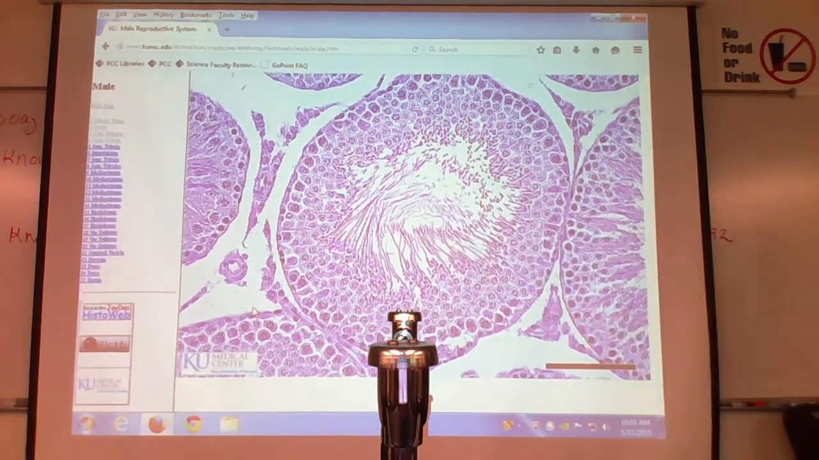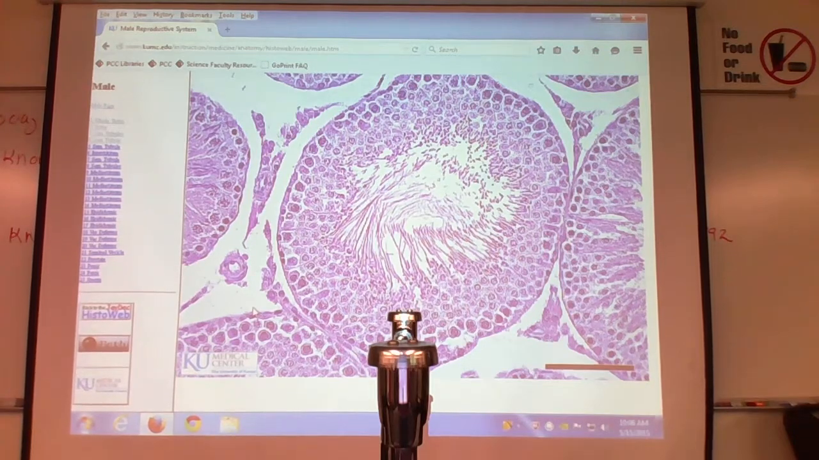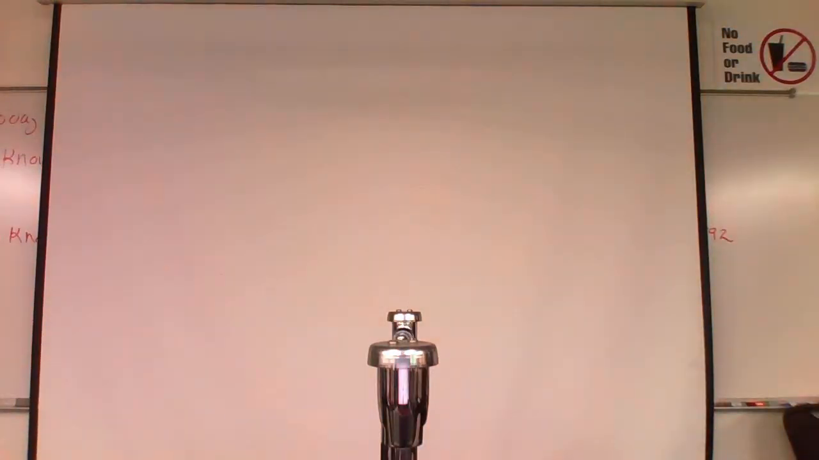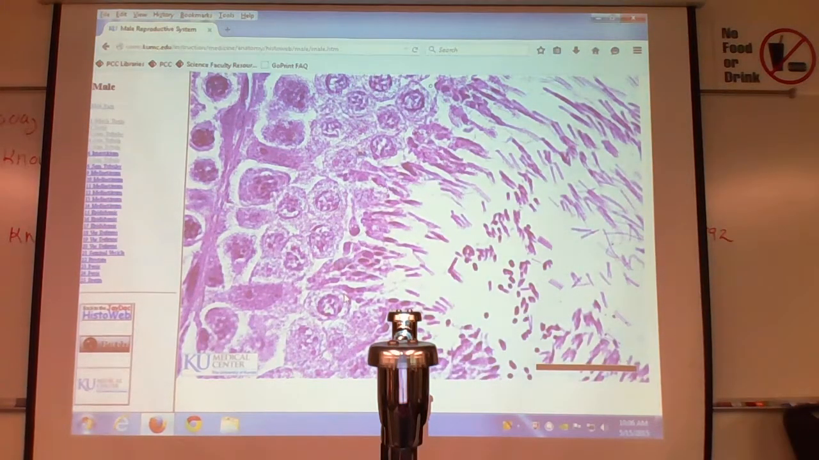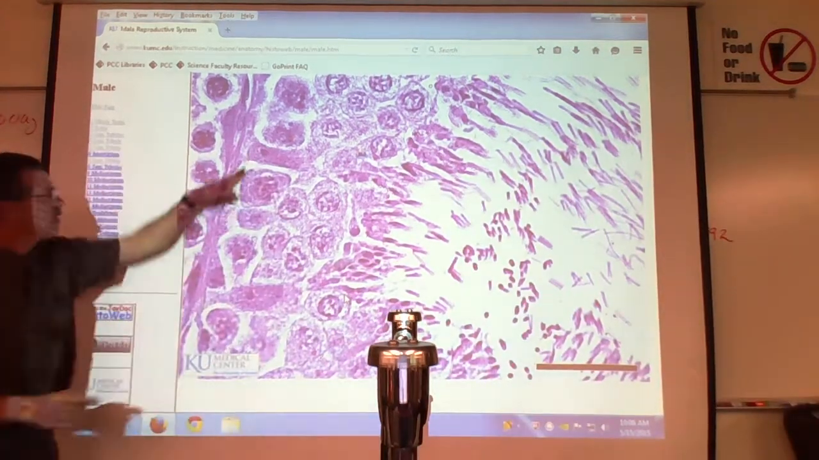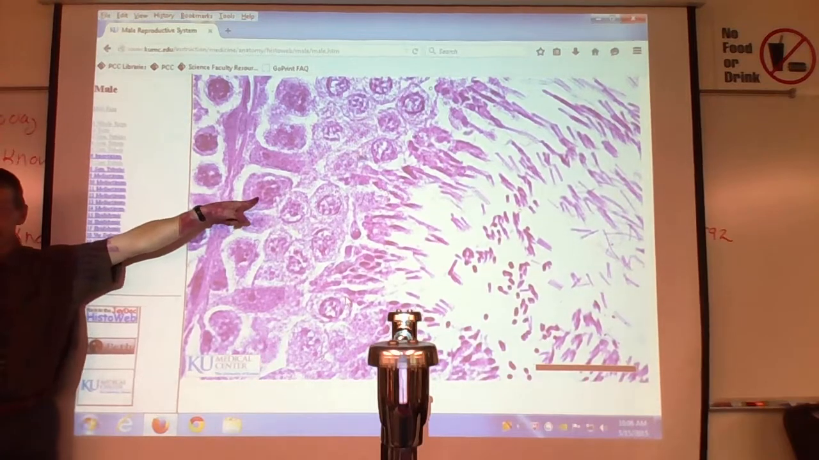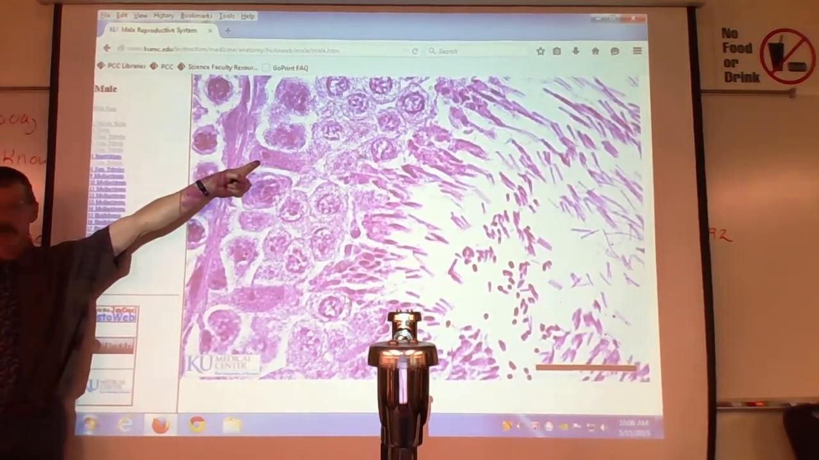Are they usually that close together? They can be anywhere. That one happens to be close together. Let me show you another close-up of some of these. Let's do a seminiferous tubule. So, oh look, round cell, not round cell. Round cell is spermatogenic. This one is the other one.